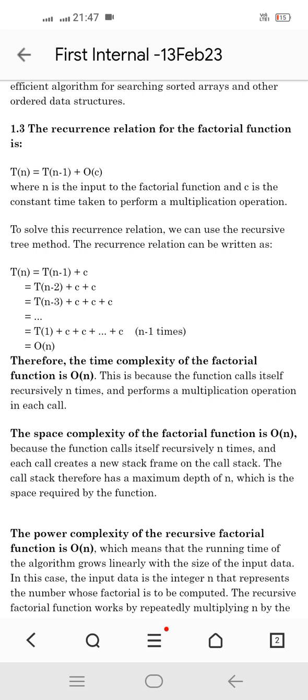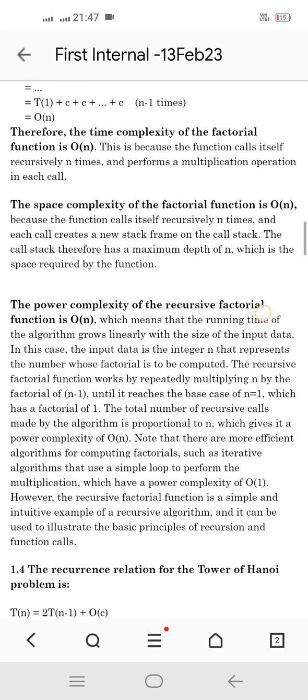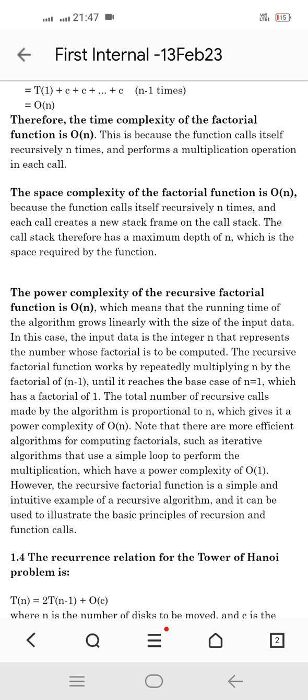O(n). This is because the function calls itself recursively n times and performs a multiplication operation in each call. The space complexity of the factorial function is O(n) because the function calls itself recursively n times. The power complexity of the recursive factorial function is O(n), which means that the running time of the algorithm grows linearly with the size of the input data.